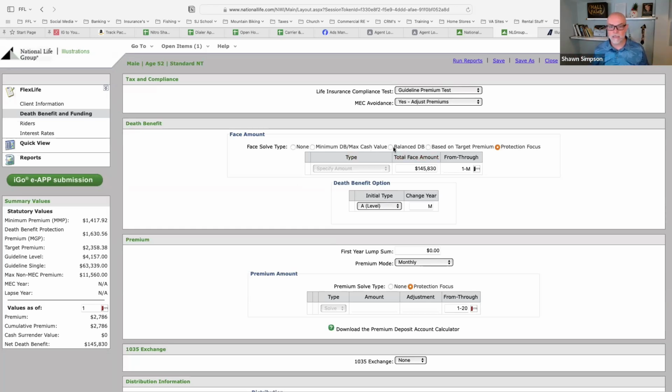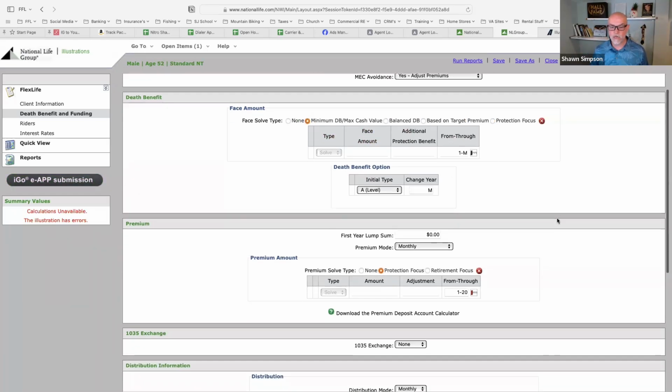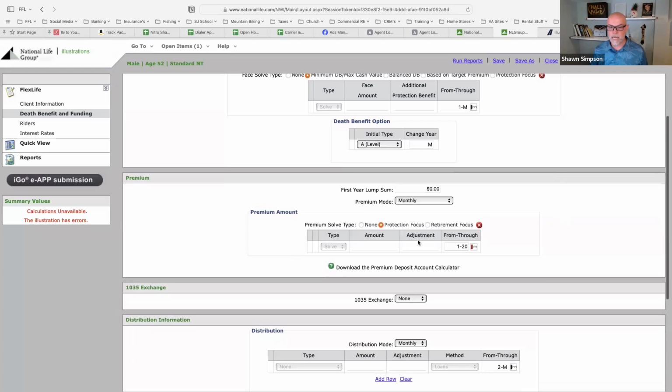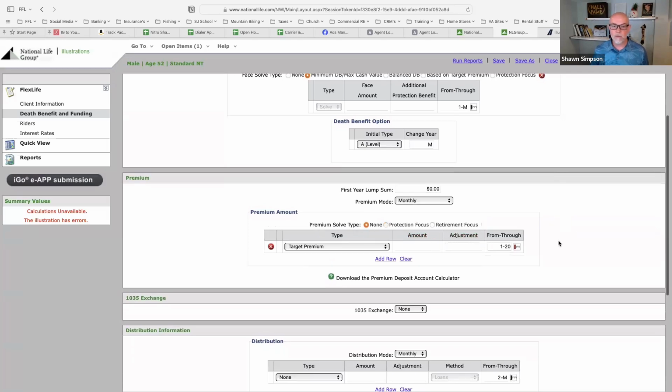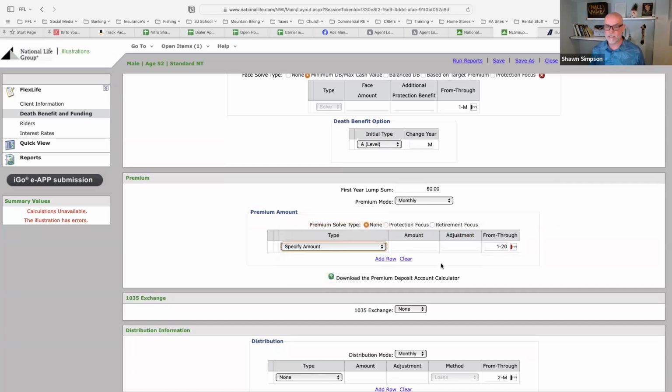Now, balanced DB, that's both. That's about 50-50 right here. Okay. This over here is a big summary of what's going to happen. So you can kind of look at that to figure out what it looks like. And then you hit this button and it's going to change everything. It's going to close everything out. Now what we're going to do is come down here and it's asking us, how much do you want to pay every month? So we'll come in here and specify the payment. And then we're going to say $200 a month.